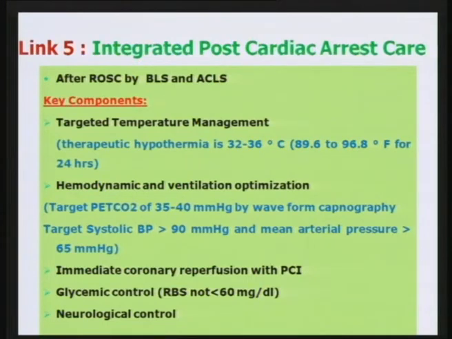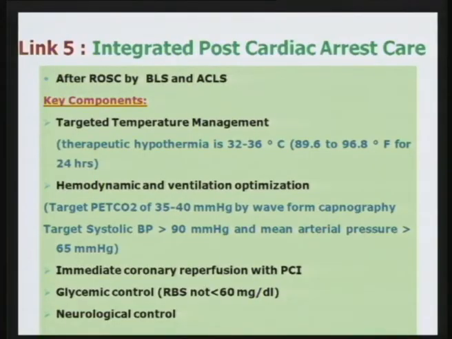Now coming to the link 5, that is the last link in the American Heart Association chain of survival, that is integrated post cardiac arrest. Now the patient is revived, the BLS part is over. So now what do we have to think? Why did the patient get cardiac arrest? We have to think of the reversible causes. Now we have to treat that. If we do not treat that, the patient can again go into cardiac arrest.